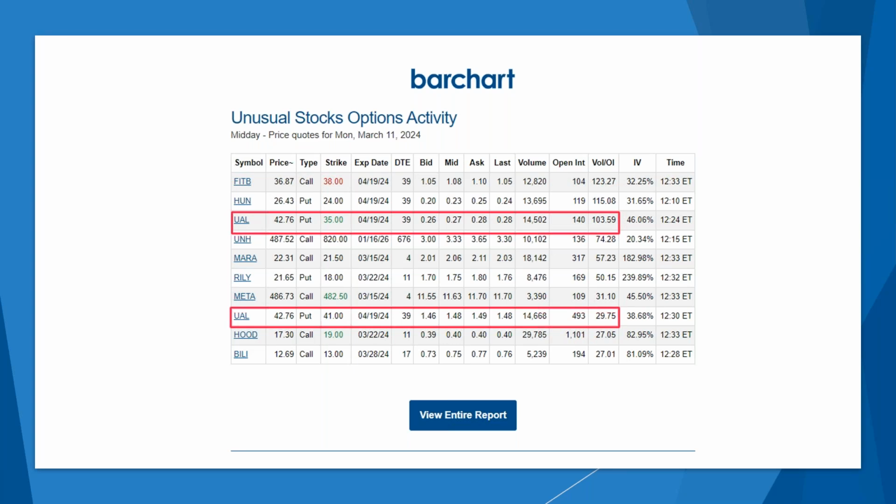Now, notice that I've identified two trades for UAL, which is United Airlines. Two different strikes with the same expiration, relatively the same amount of volume. And if you're an options trader, you could say that this is clearly a put spread. But what kind of put spread, right? Is this a credit or a debit put spread?